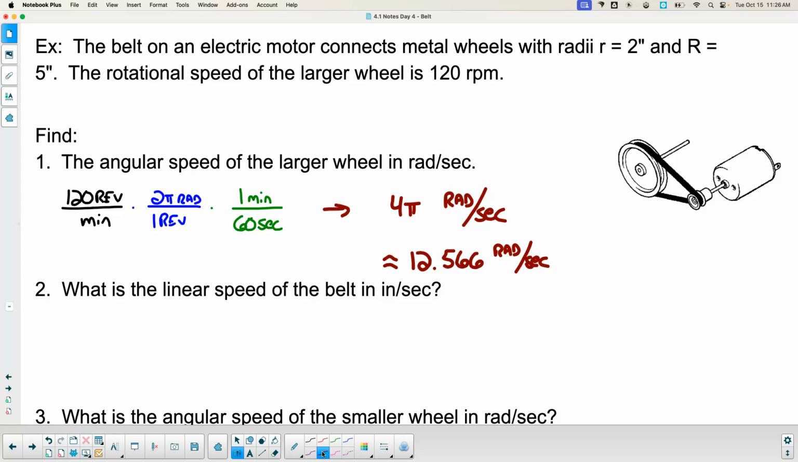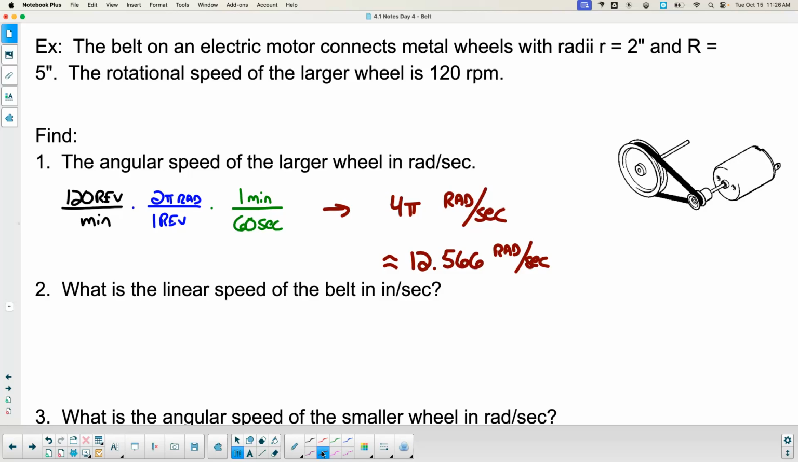Okay? So if you are going to go from one pulley to another, they have to be connected with something, and that is linearly moving at one speed. That's how you go back and forth between pulleys. You have to find the linear speed of what's connecting them.